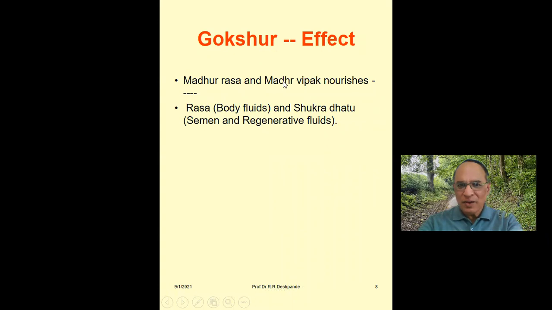Madhura rasa and Madhura vipak, nourishing action. Rasa, that is body fluids, and Shukra Dhatu, that is semen and regenerative fluids, are nourished by the use of this particular plant. So this is the best Rasayana plant.